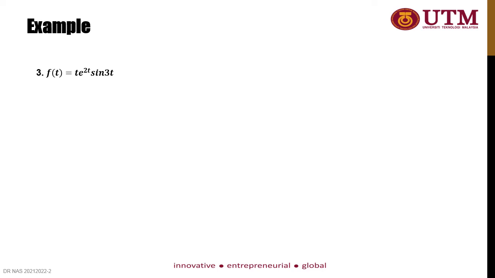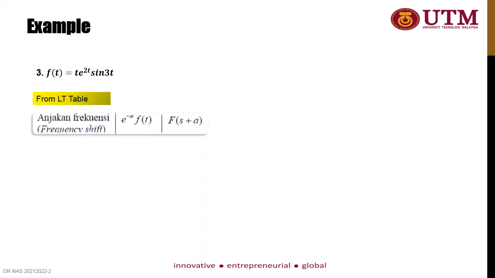Okay, so for this kind of function, from the table you may find a combination of this equation, e^(-at) f(t). If you compare to the given equation, it is equal to e^(2t), so your f(t) equals t sin 3t. Meaning that your f(t) is this and this is your e^(at). So in S domain, it will be F(s plus a).